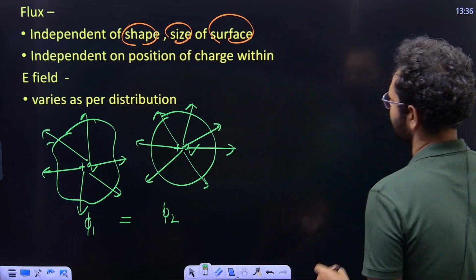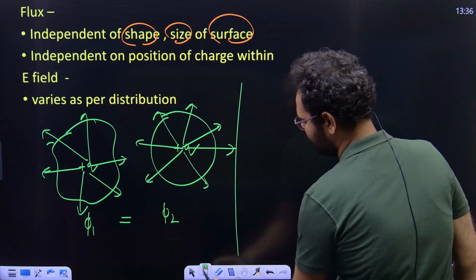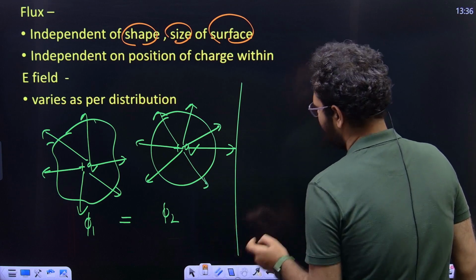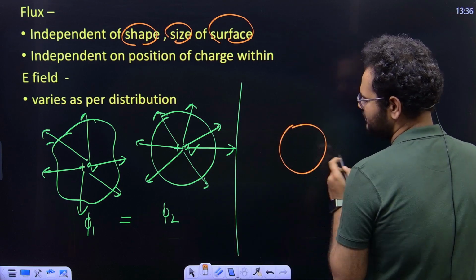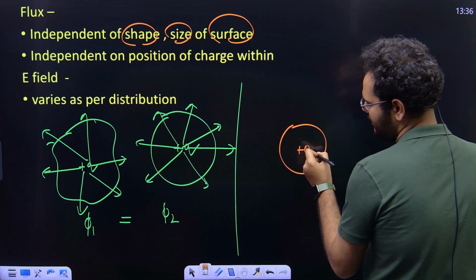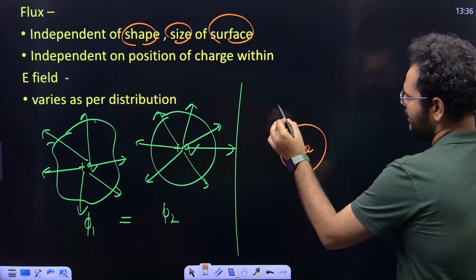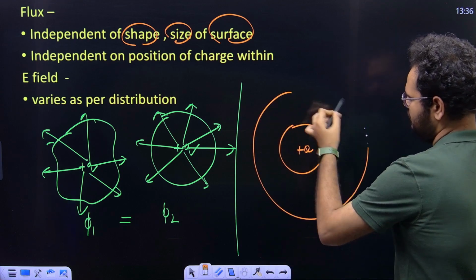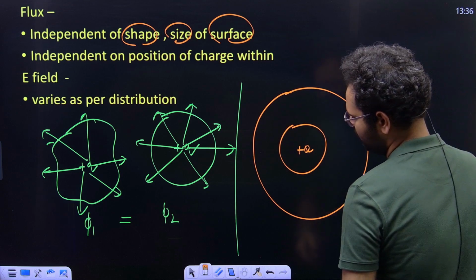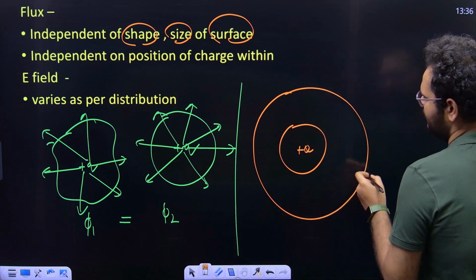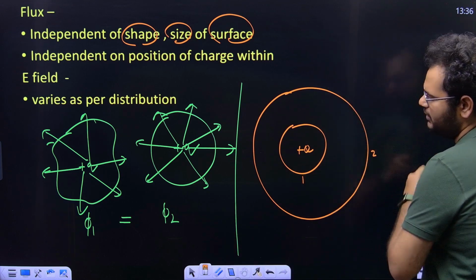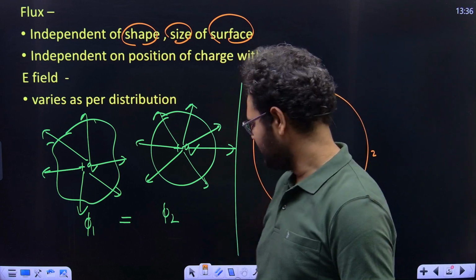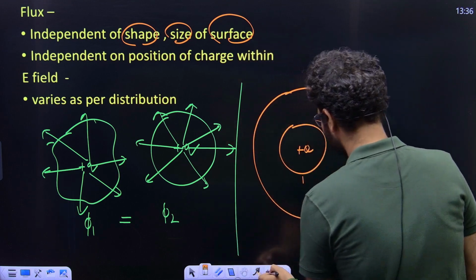Another, it also does not depend on the size. What I am saying is, let us take another example. Suppose this is a sphere, plus q charge I keep at the center. I will draw another sphere. Now you tell me, this is number 1 and this is number 2. It is symmetric, by the way. Let us draw a little properly.